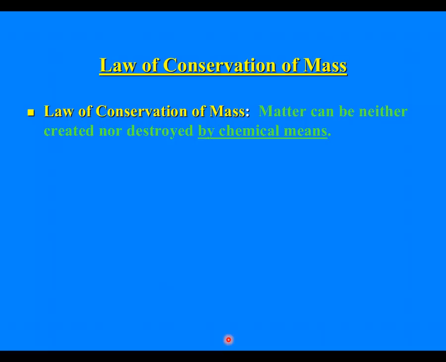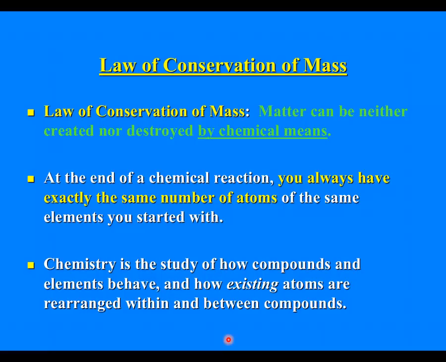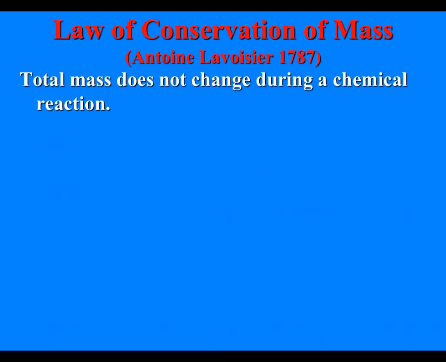What's really maybe a better definition here, though, is just to say you have the exact same number of atoms before and after, okay? They've been rearranged into new substances, potentially, but you have the same number of atoms of the same elements that we began with, okay? We didn't change the number of atoms of any of the elements we began with. They're still there. So chemistry is really a study of how compounds and elements behave as they go through chemical reactions and how existing atoms are rearranged within and between compounds during a chemical process. But I have the same number of atoms at the end as I started with. Okay? If I collect them all and weigh them, I'd see I have the same mass.